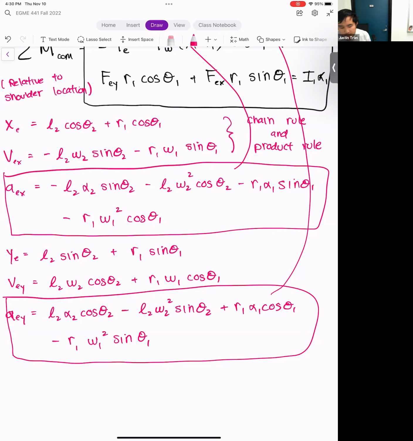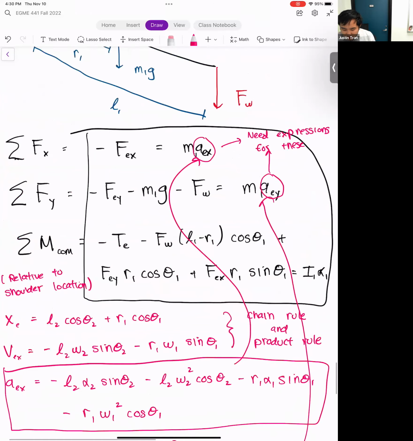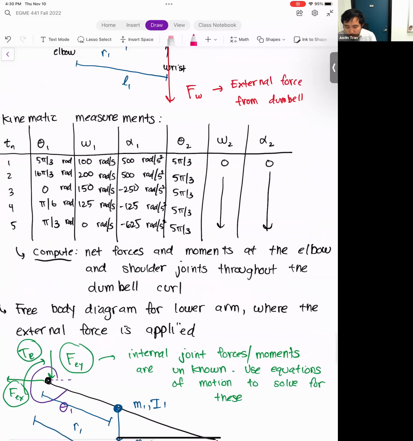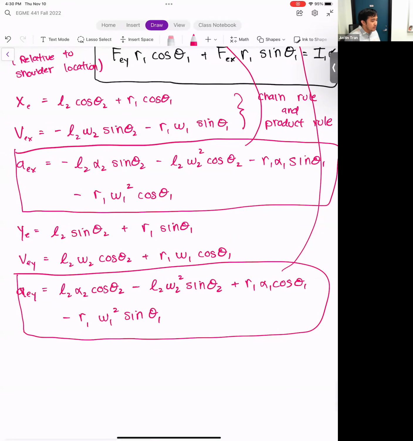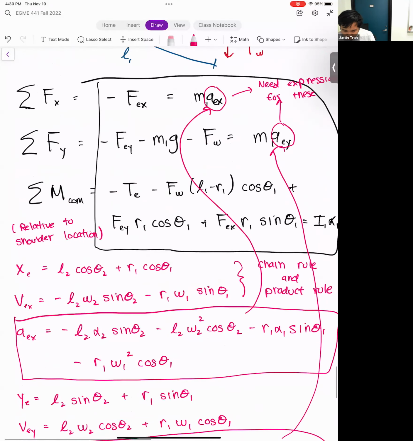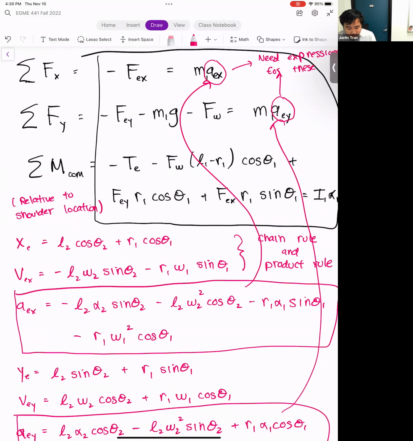And so if you plug in a lot of the data that we had at the beginning of the problem, L2, R1, those are all given to us. If we go back up here, theta 1, omega 1, alpha 1, theta 2, omega 2, alpha 2, these are all given to us. And so you can actually plug into these expressions and get a number. Even though it looks nasty, they end up just being a number because we know everything. Okay. All right, and so you can plug these in.